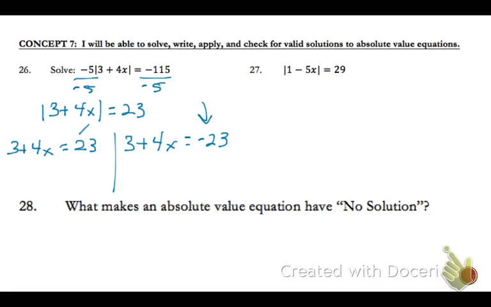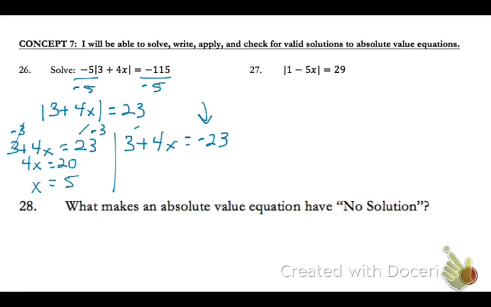So I'm a little short on room, so I'm not going to show you well, I'll fly it above. So I'm going to subtract 3 from both sides. And now I'm going to divide by 4. So the first number that will work in our absolute value is 5.